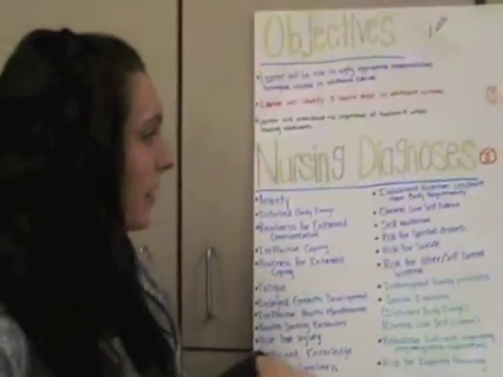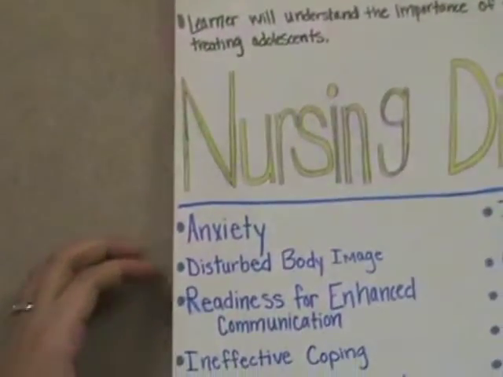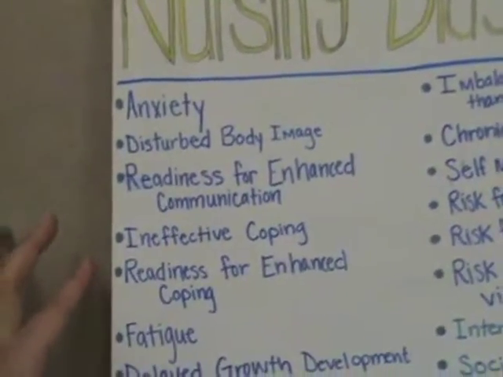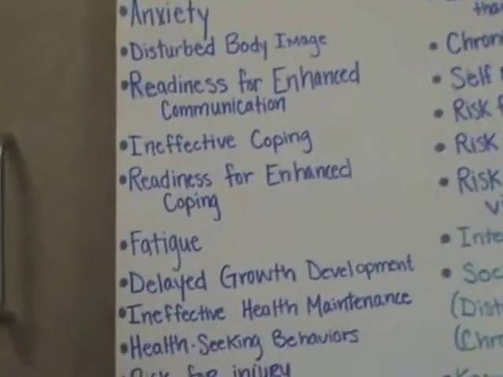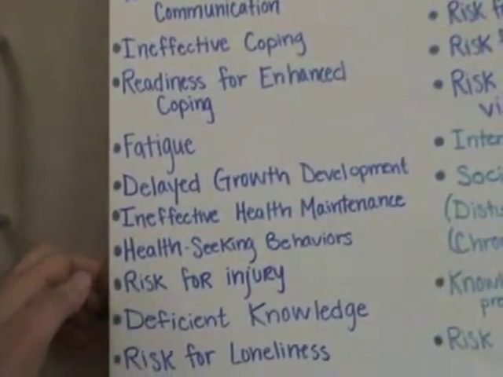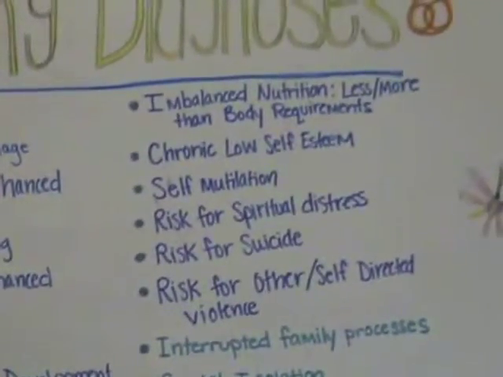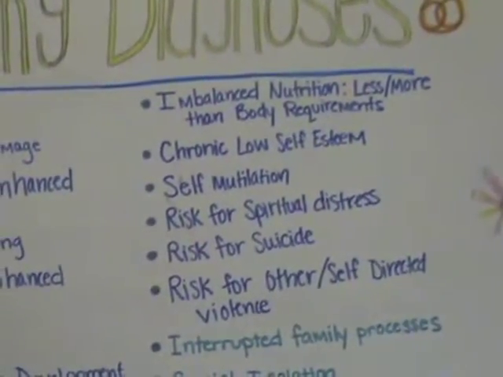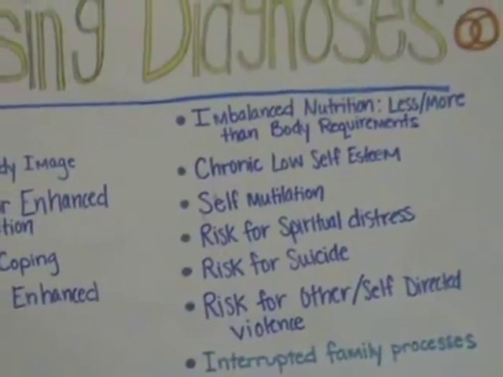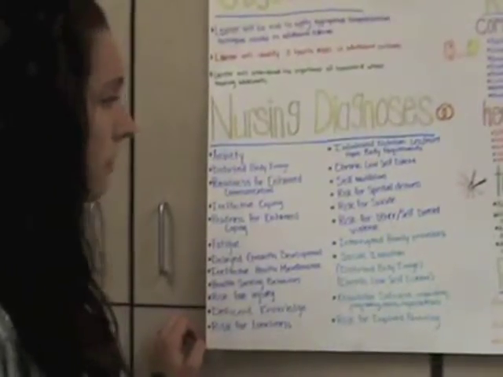The most common nursing diagnoses for the adolescent culture are anxiety, disturbed body image, readiness for enhanced communication, ineffective coping, readiness for enhanced coping, fatigue, delayed growth and development, ineffective health maintenance, health-seeking behaviors, risk for injury, knowledge deficit, risk for loneliness, imbalanced nutrition: less or more than body requirements, chronic low self-esteem, self-mutilation, risk for spiritual distress, risk for suicide, risk for other- or self-directed violence.